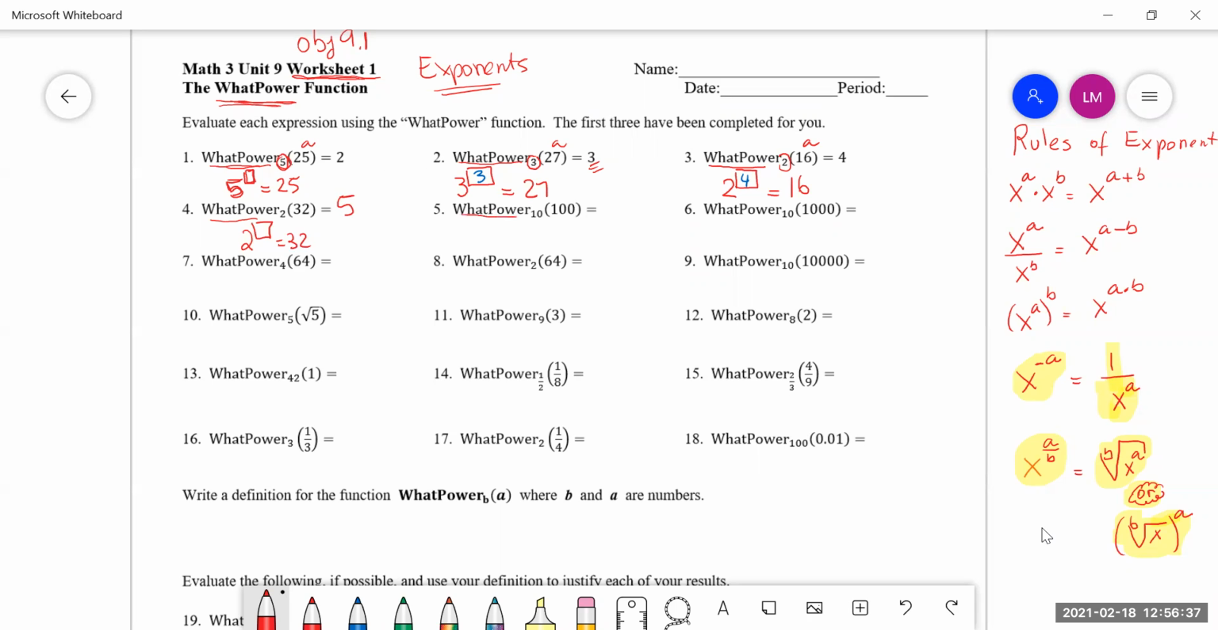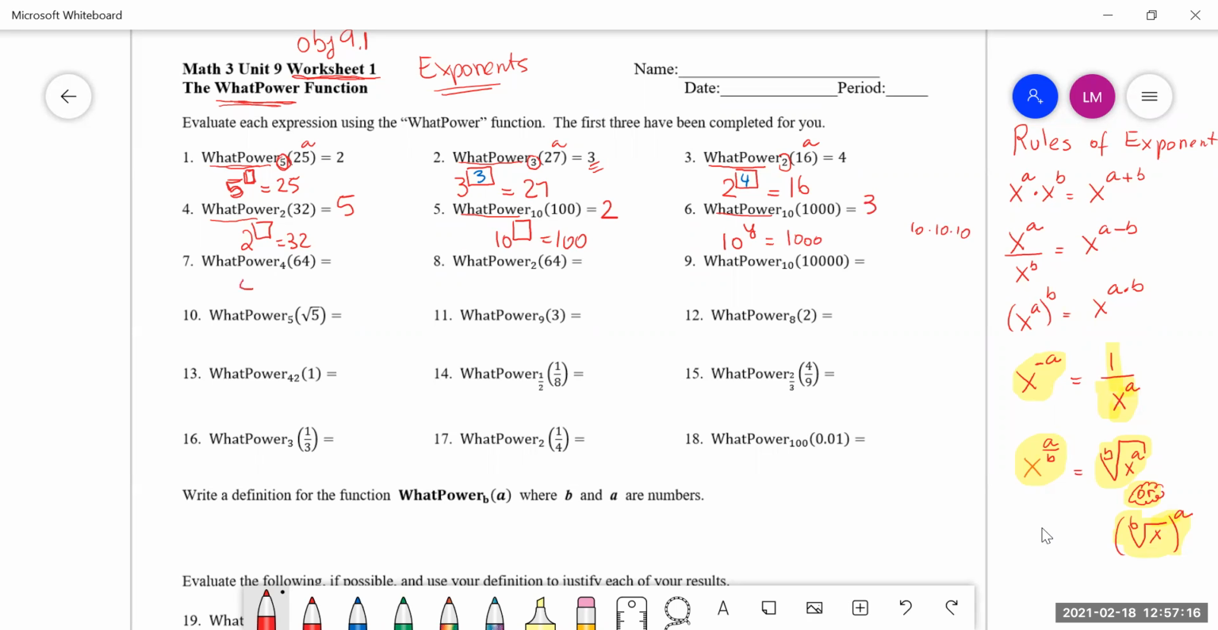10 to what power will give me 100? That would be 10 squared. Okay, 10 to what power? Let's put a y. I know you want to put x's, but let's put a y, because y is the variable. You'll understand why later. So 10 to the y value will equal 1,000. Well, I know 10 times 10 is 100, times 10 would be 1,000, so that's 3.